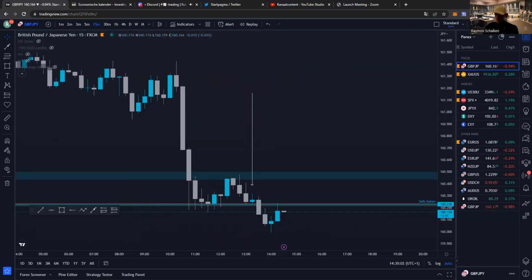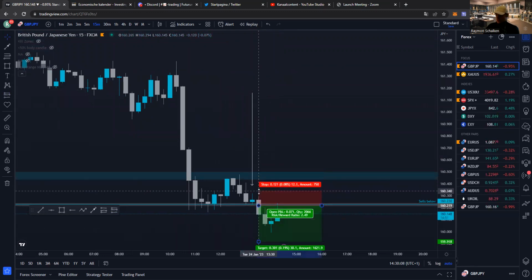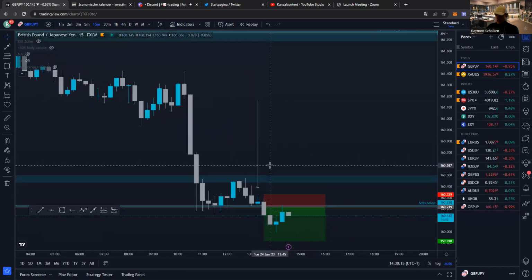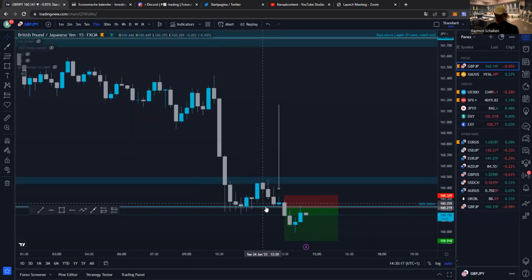So what I did, I opened up the position right here on the break of that low and put my stops just above the previous high, at around, let's say, 11 pips. Around 11, maybe 12 pips. I will check it in a second. So we were here.